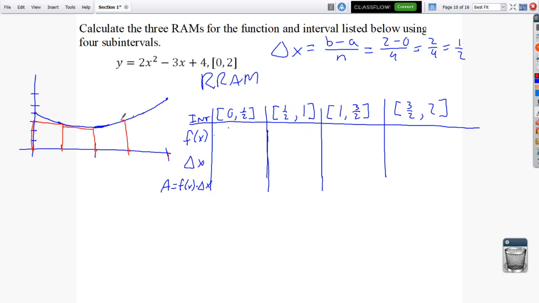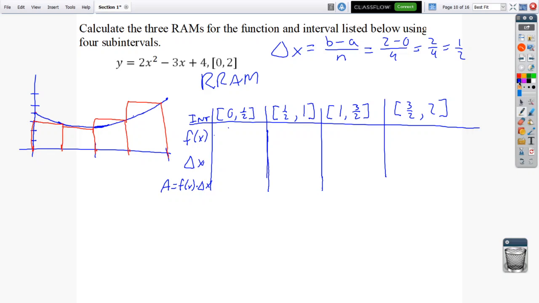Third rectangle. And fourth rectangle. And again, looks like my rectangles are kind of leaning over. Oops, my bad. Now here, when I'm using the table, again, I'm using the exact same table that I have over here, except instead of finding f of 0 for the first one, I know I'm doing RRAM, so I look at the right endpoint, f of 1/2.